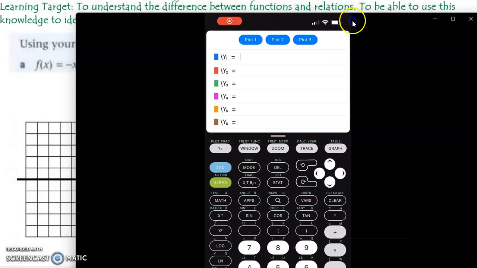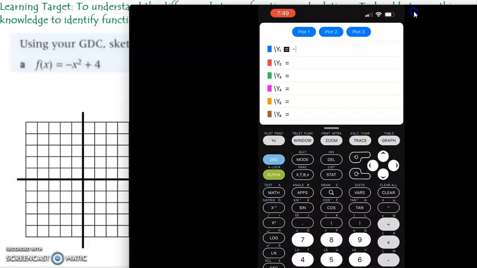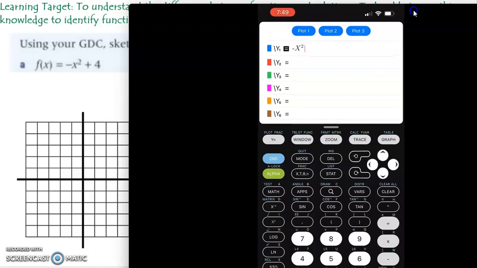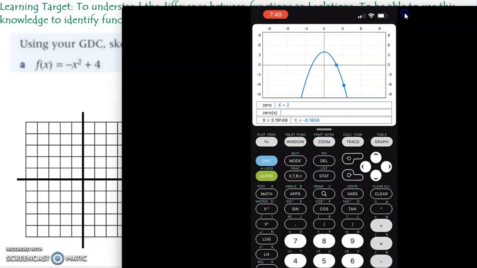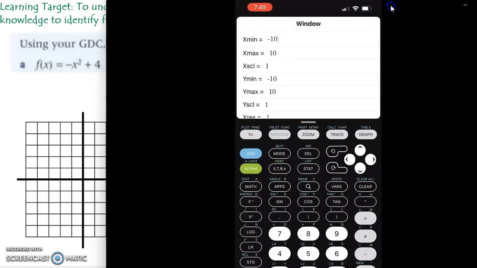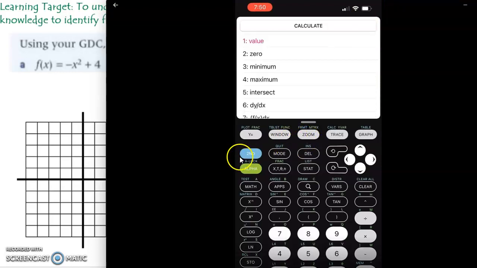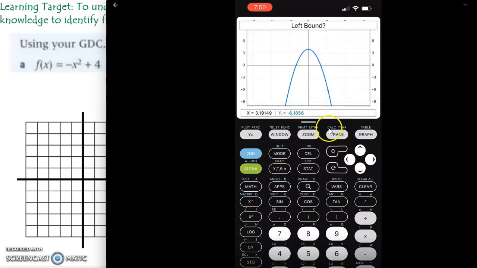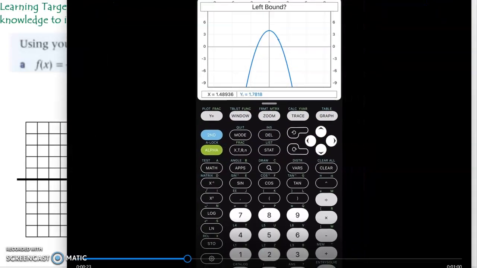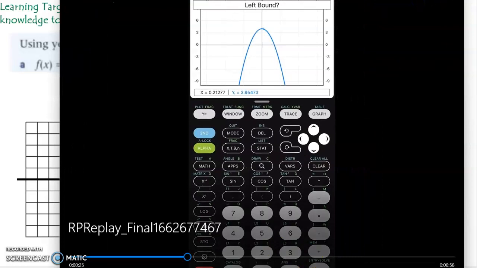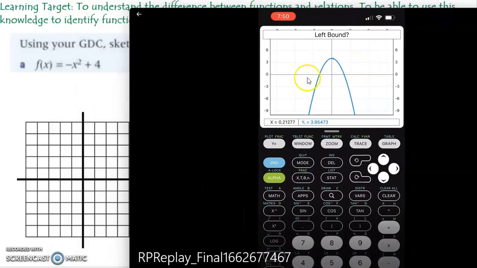Okay. So the first function that we have here, I put y is equal to, and in it I put -x squared plus 4. Make sure you're using the negative and not the subtraction sign. So I should see it. If you can't see it, press window or zoom to change. Now I clicked second calc and I'm going to find the zeros. And I'm finding the zeros because in a quadratic, there is a point where it crosses the x-intercept here and here, and those are called zeros.